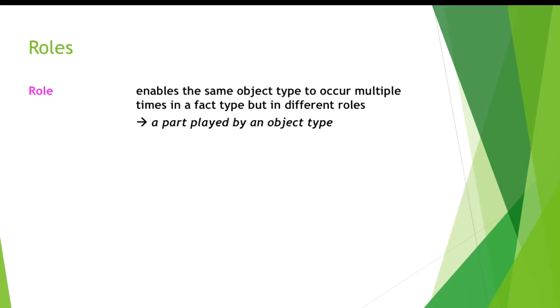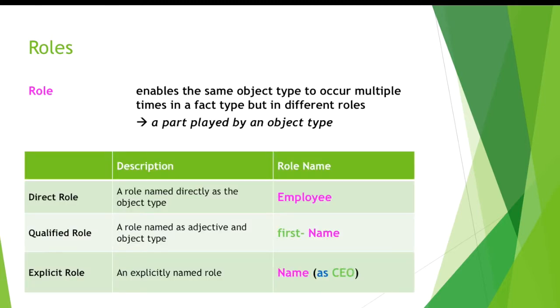The next concept of FIML are roles, which enable the same object type to occur multiple times in a fact type, but in different roles. So it's basically a part played by an object type. There are three roles that we want to distinguish: the direct role, which is just the object type itself, such as employee; the qualified role, which is a part of or a further distinction of a role by specifying adjectives to the object, such as first name; and the explicit role, which is where we provide a distinctly different name for a role, such as name as CEO. And remember, because we can't write down a person, such as a CEO, we address it by its name. So that's why name as CEO.